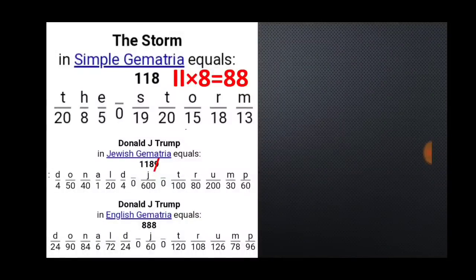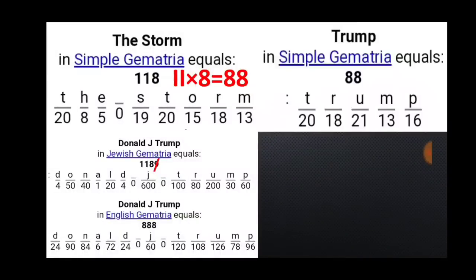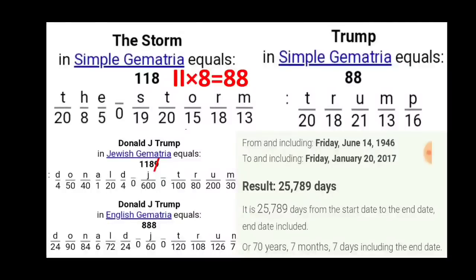Okay, but 11 times 8 is 88, and then just the name Trump by itself equals 88. So again, here's Trump matching the storm again. Okay, and then let's talk about 7s now. Trump is not only the 8s, but he's also the 7s.